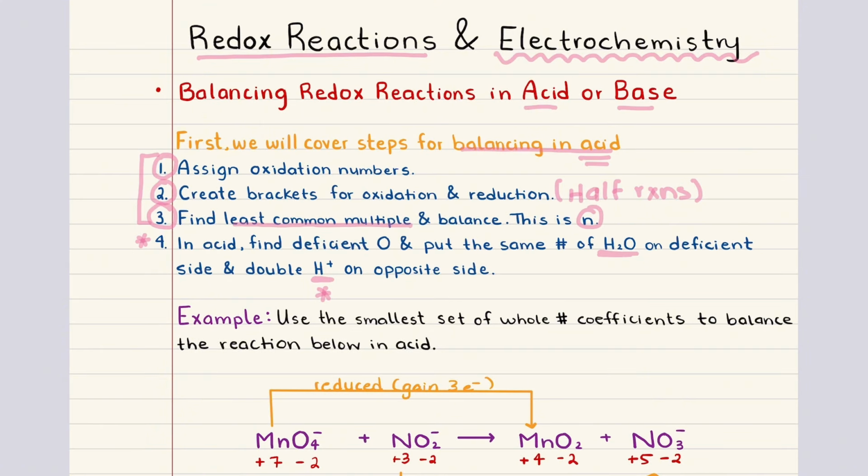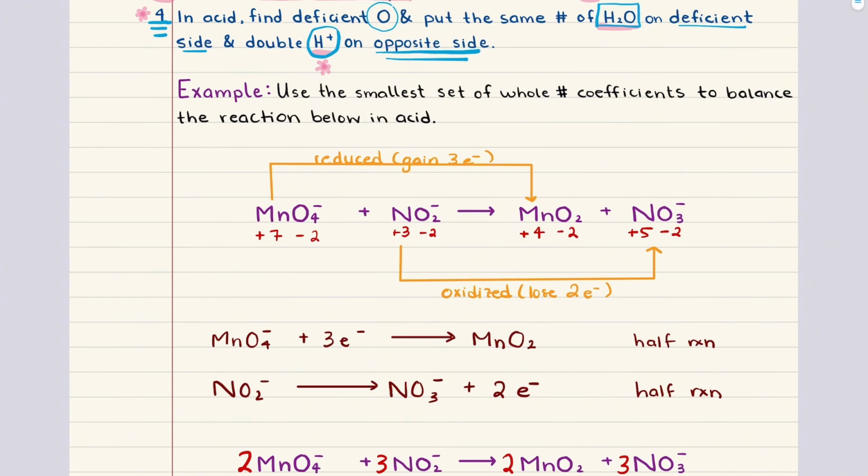Once that is done, the fourth step is what makes the acidic environment special. We look to see whether oxygen or hydrogen are unbalanced. And if oxygen is missing on one side, we add the correct number of water molecules to that side. Then, for every water molecule we add, we place two hydrogen ions on the opposite side to account for the hydrogen.